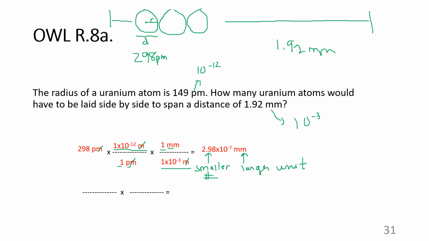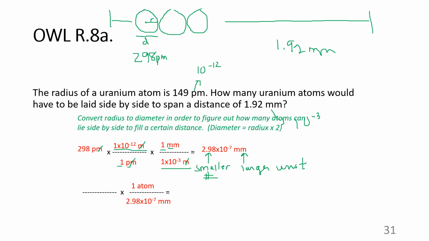Now that I have the width of the atom and I have the total distance that I want to span, I'm going to convert the width of the atom to the number of atoms that it would take to fill that space. So one atom occupies this space, and I want to know how many atoms would occupy 1.92 millimeters. I set it up like this so that the millimeters would cancel out, and now I'm calculating the number of atoms, which is what we are asked to calculate. And from that, I get a whole lot of atoms.